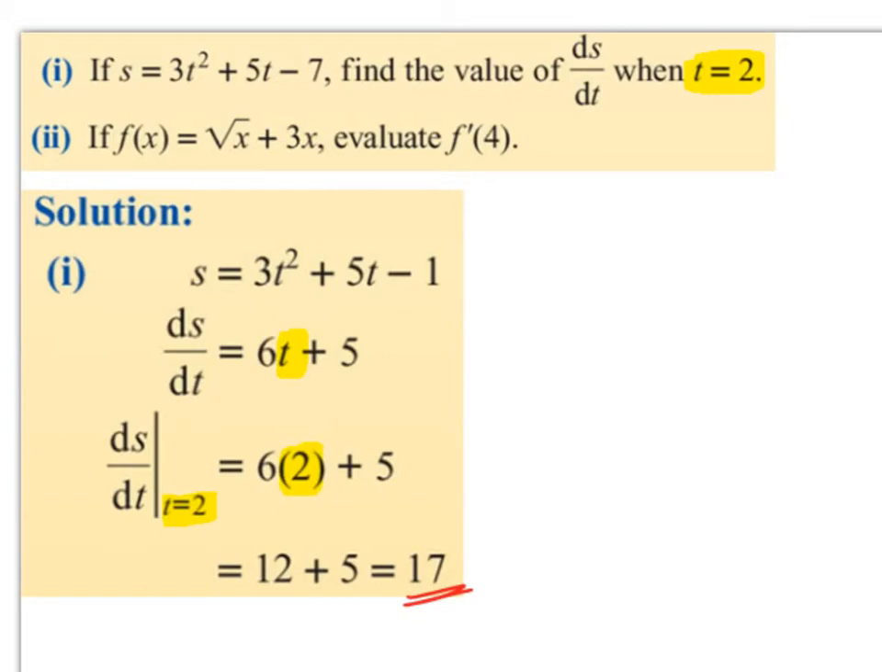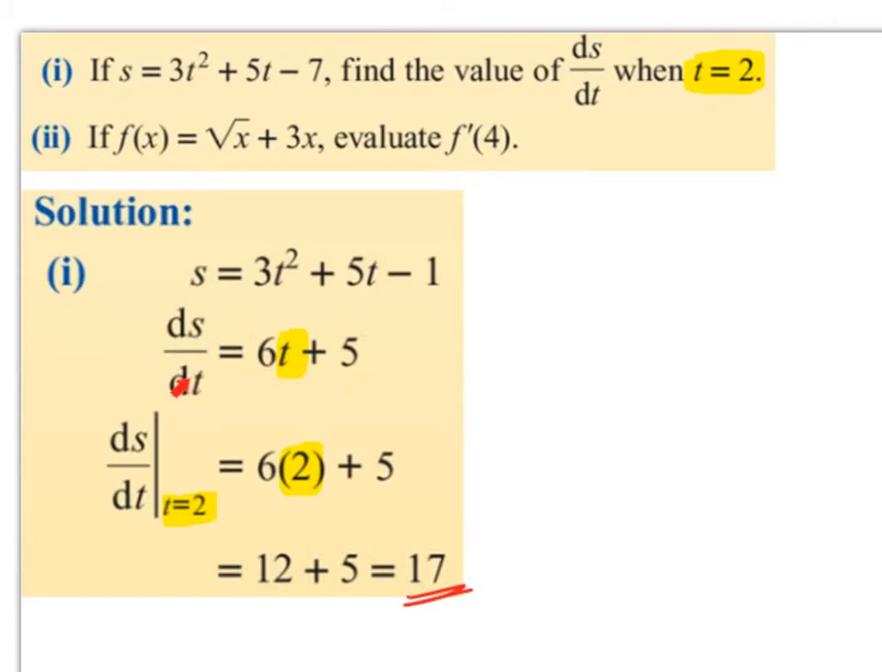Part 1. If s is equal to 3t squared plus 5t minus 7, find the value of ds dt when t is equal to 2. So s is equal to 3t squared plus 5t minus 1. So ds dt, we're going to differentiate s with respect to t. The derivative of 3t squared is 6t. The derivative of 5t is 5. The derivative of minus 1 is 0. So ds dt, the derivative, is 6t plus 5.